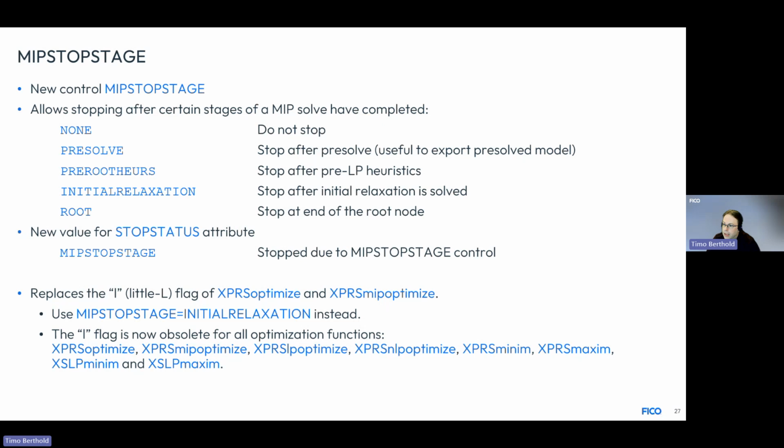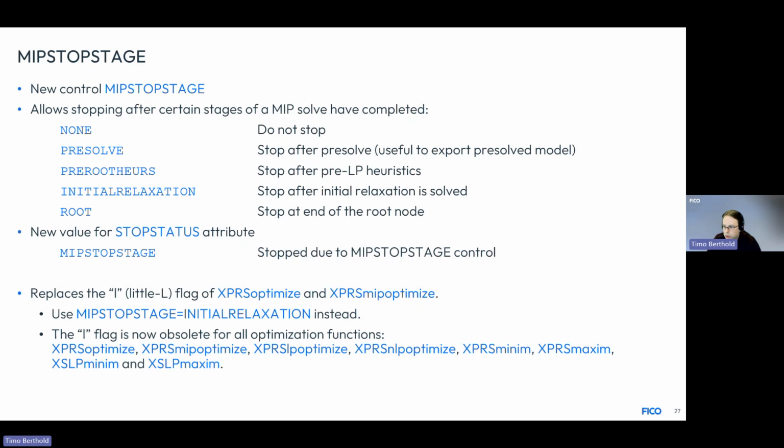And then secondly, we've introduced a new MIP stop stage control. So when solving a MIP, the solve goes through several stages: before the initial LP solve, after running the pre-root heuristics, after the initial LP solve, after all the root cutting and heuristics, and so on. And each of these is now a potential stopping point where the optimizer can return control to the user, and you can resume from any of those stages.